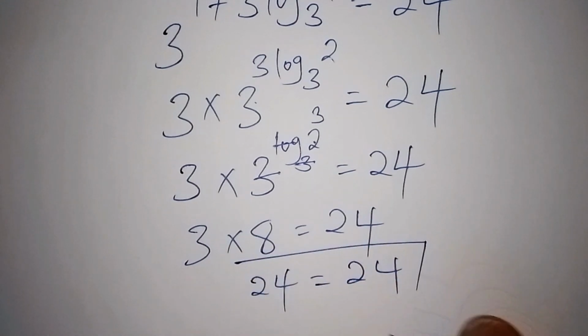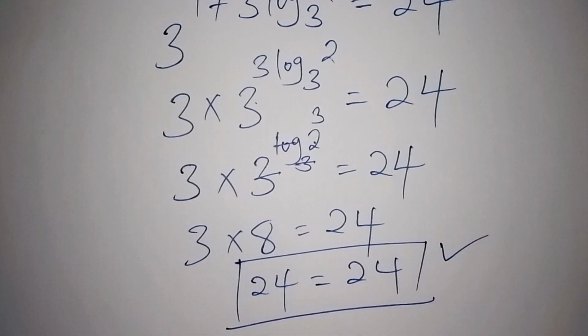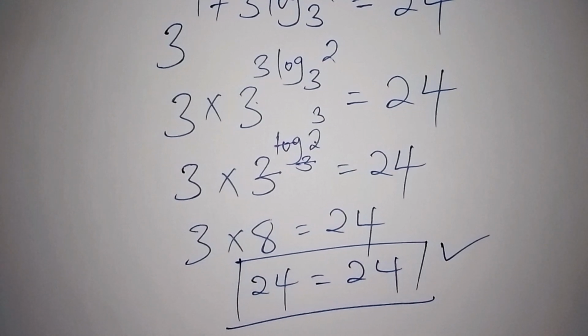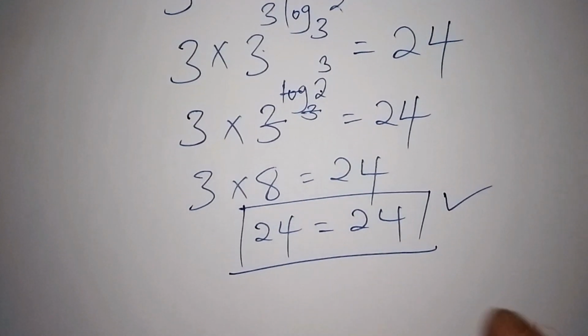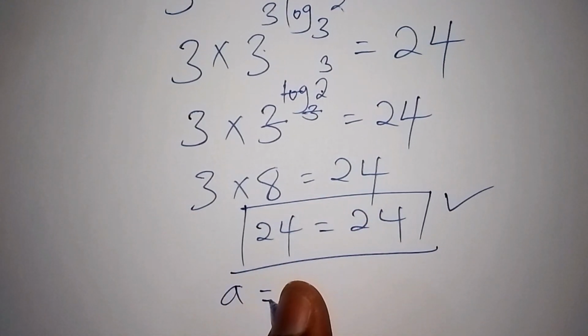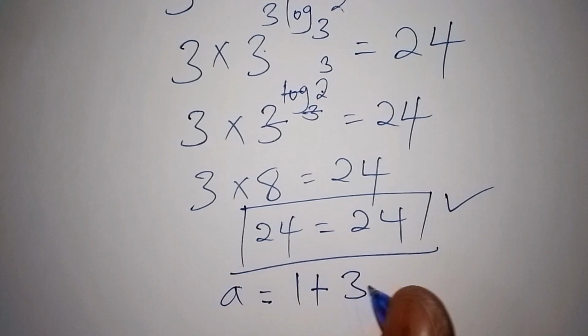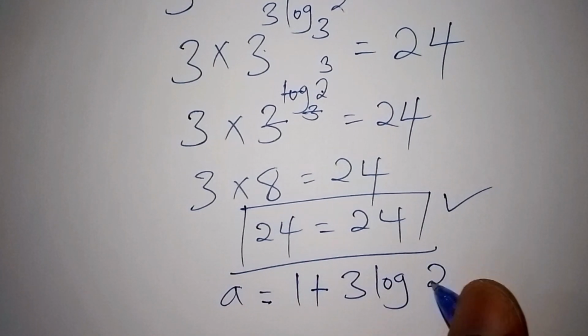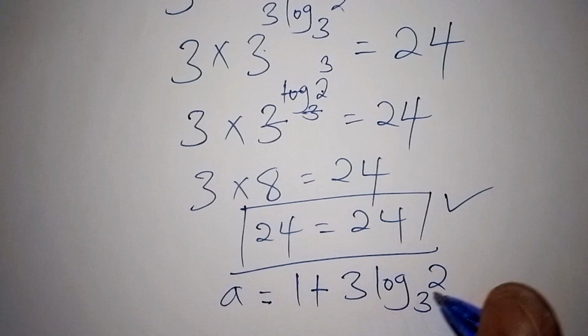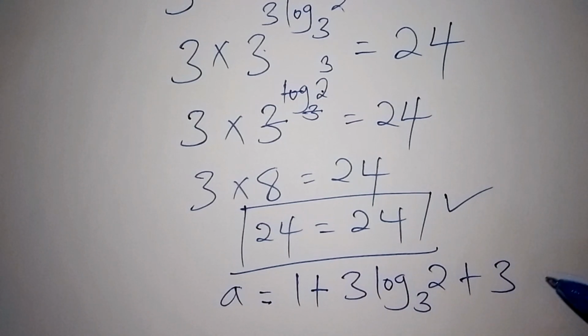So it means that we are very, very correct when we concluded by saying that the value for a is equal to 1 plus 3 the log of 2 to the base of 3 plus 3. So that is the correct answer.